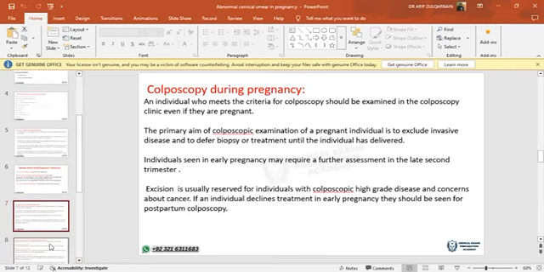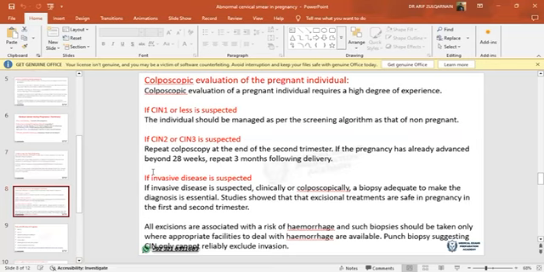So if we summarize these points, then we can say that if CIN1 or less is suspected, then the individual should be managed as per the screening algorithm as that of a non-pregnant woman. But if CIN2 or 3 is suspected, then repeat colposcopy at the end of the second trimester. And if the pregnancy has already advanced beyond 28 weeks, then we will repeat 3 months after the delivery.